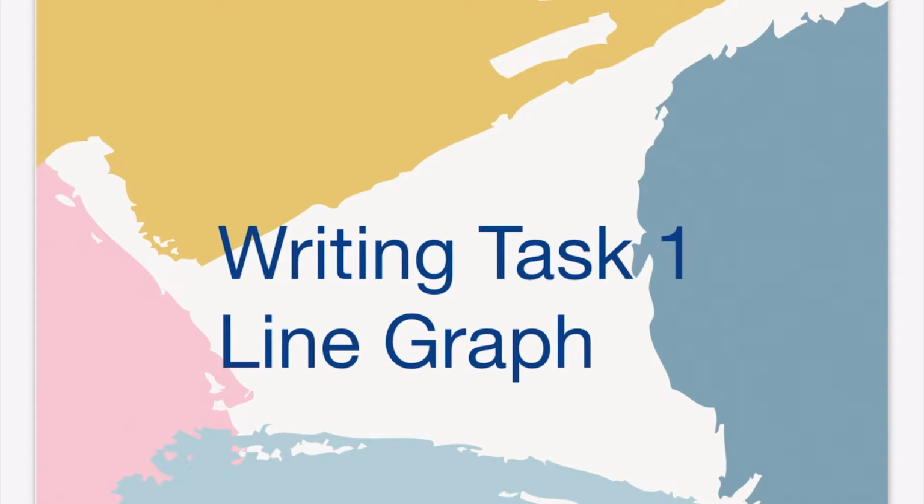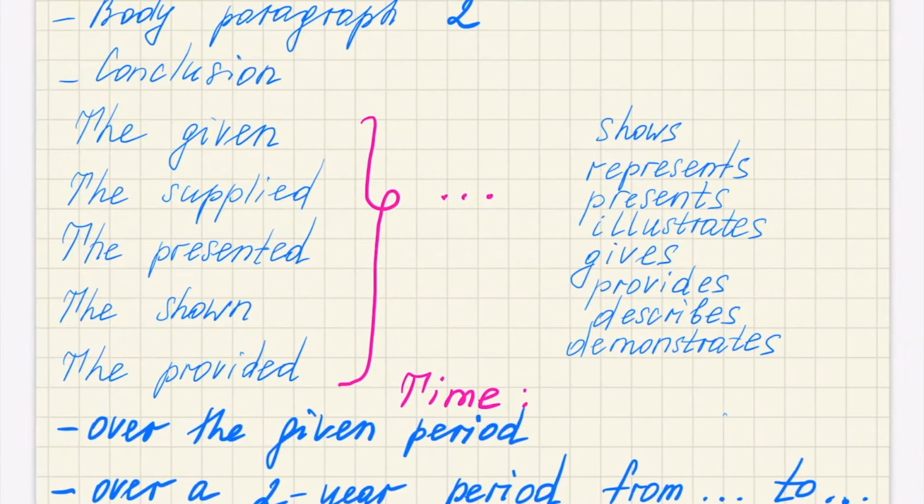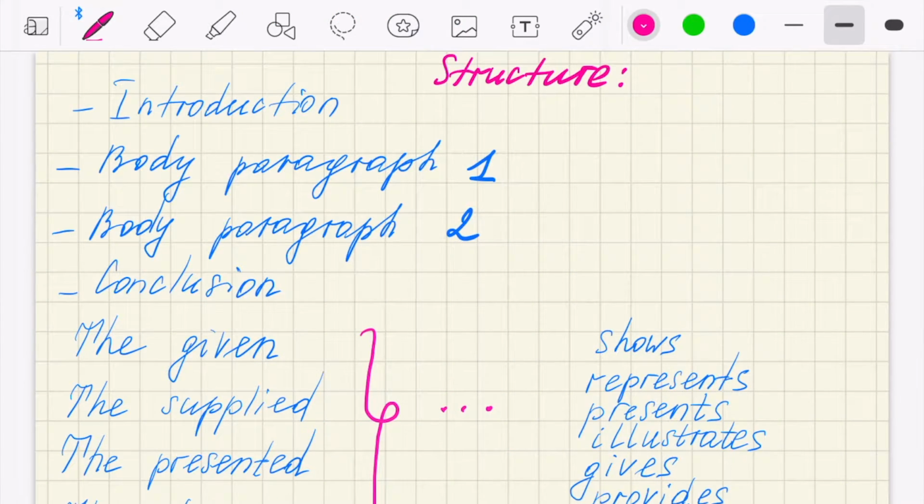Hello, so we are starting with writing task 1, line graph. We're going to review everything related to the line graph. I'm going to give good advice on how to write Task 1 line graph and get a high score. So let's start with the structure.